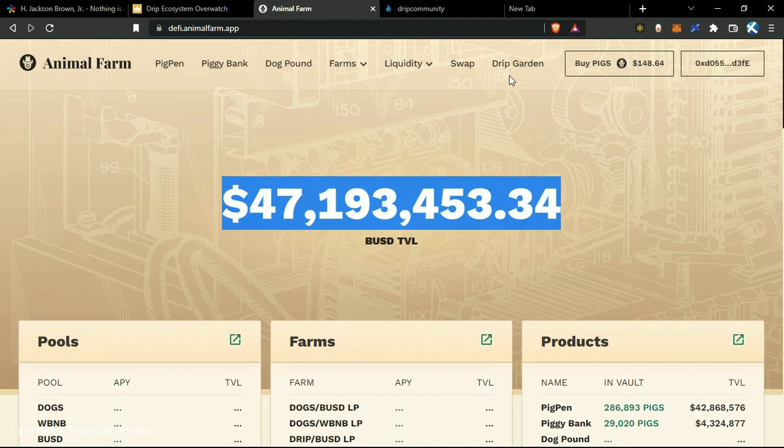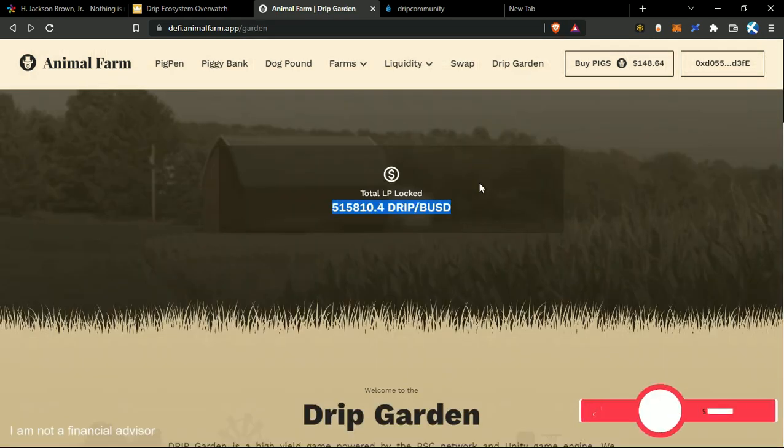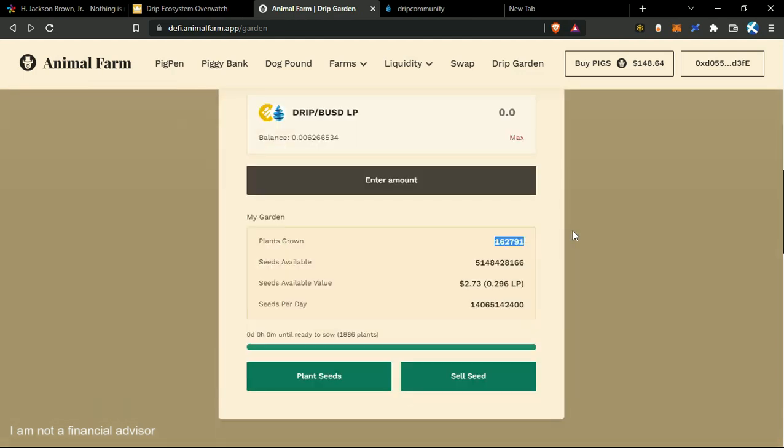And of course, I cannot check out the animal farm and not look at the drip garden. So let's go check it out. And we can see today the total LP locked inside of the garden, 515,000. So let's scroll down and see how my plants are doing today. And you can see today I'm at 162,791 plants grown. And my strategy in the garden is I try to compound 2 to 3 times a day.